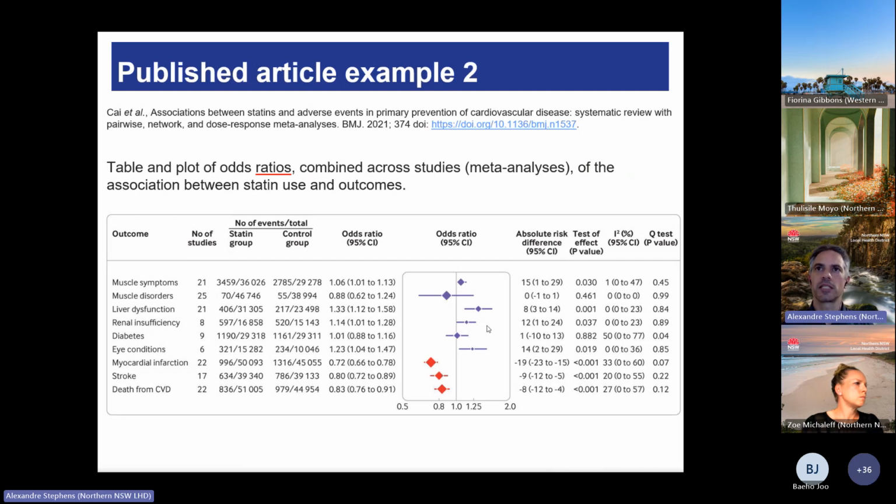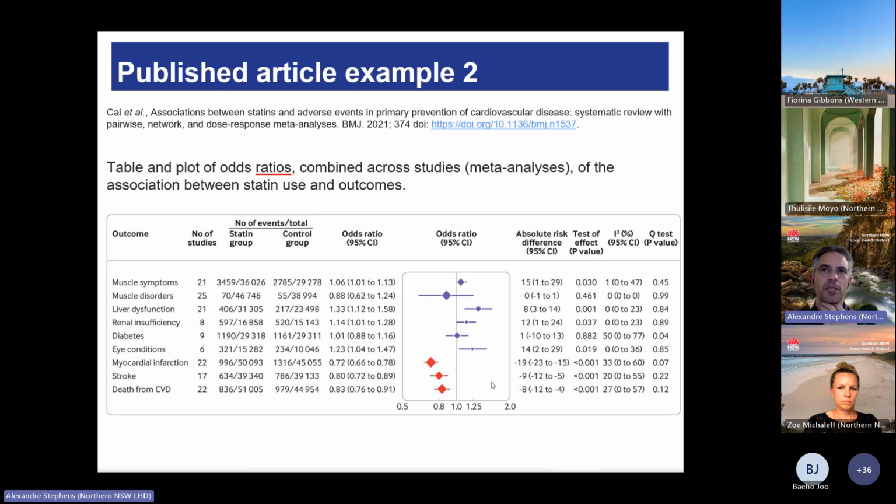What's another one that is statistically significant? Liver dysfunction. For those on statins, the odds of having liver dysfunction is 1.33. So their odds are increased compared to those who aren't on statins. The confidence interval ranges from 1.12 to 1.58. That certainly doesn't include the point of no difference of 1. So people, unfortunately, who are on statins experience a higher likelihood of liver dysfunction.